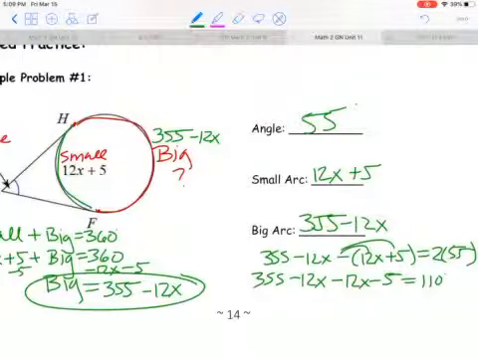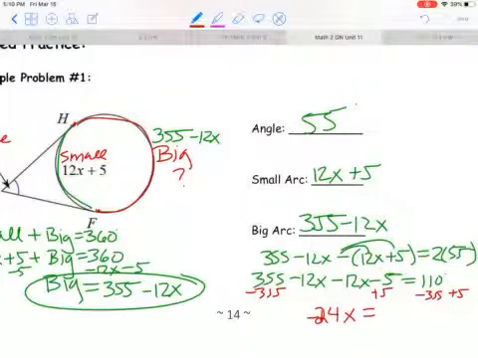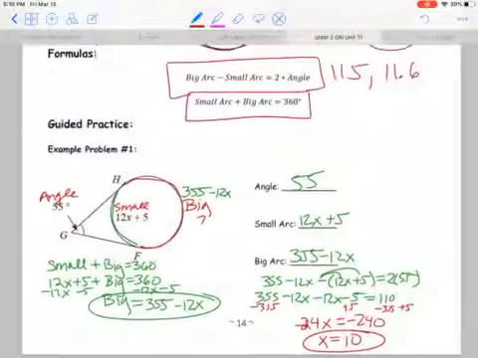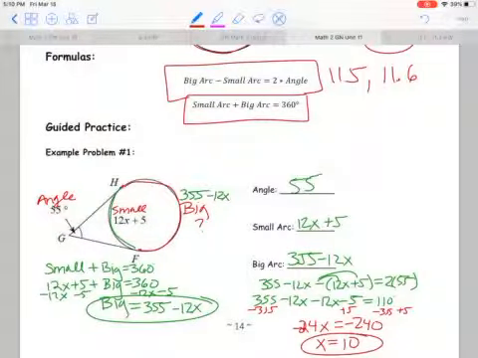So what I'm going to do right now is move all those numbers to the other side. So I'm going to add 5 there, subtract 355. Okay, and then we get negative 24x equals, and I got to do that on a calculator really quick. So we get minus 240 here. And when you divide by the negative 24, we get 10 as x. And this one doesn't ask us to plug it back in, so that's it.